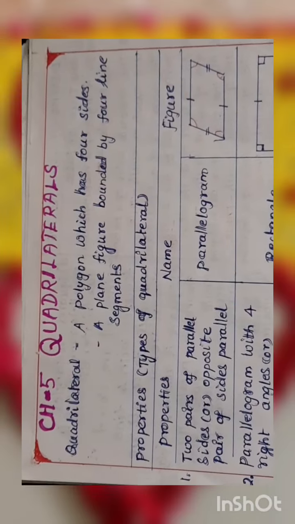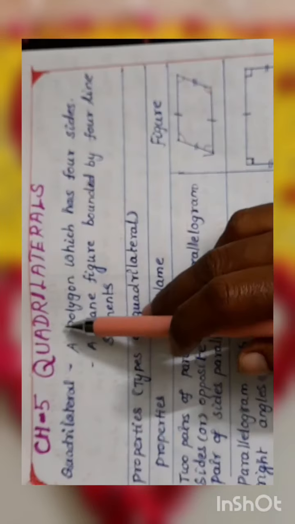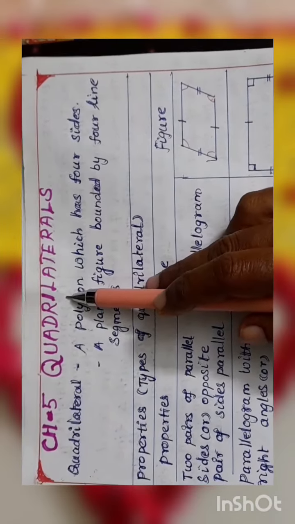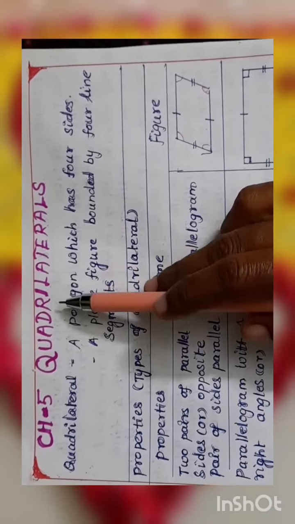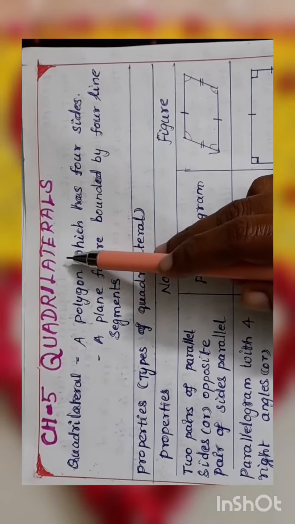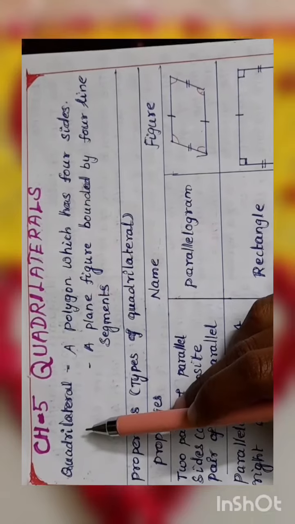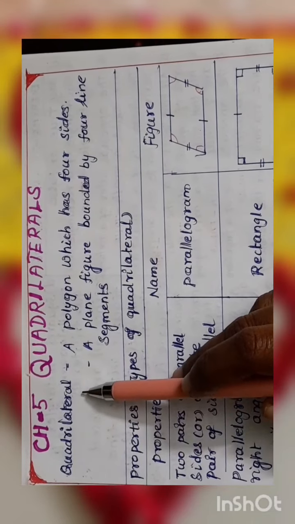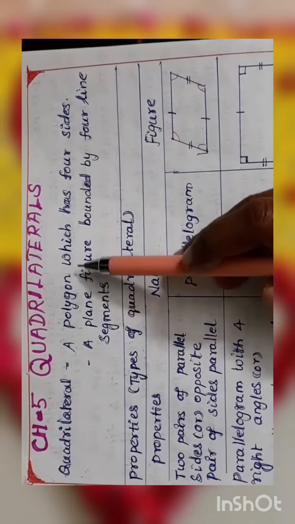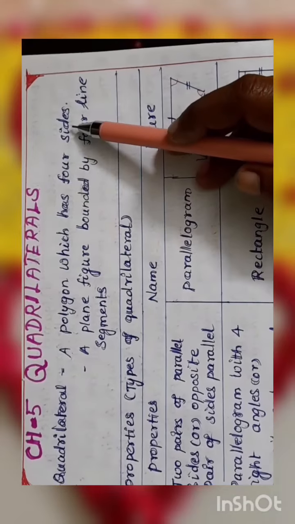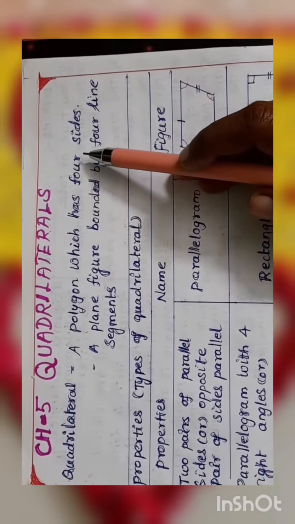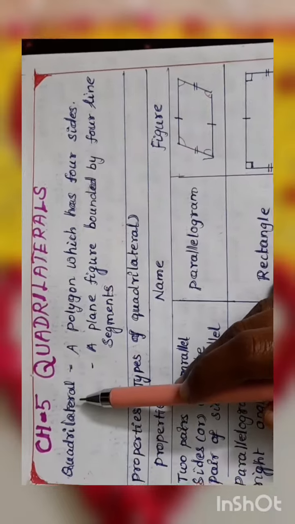Students, in this video we are going to discuss the quadrilateral in chapter 5. What is the chapter name? Understanding the Elementary Shapes of class 6 maths. So first, what is meant by quadrilateral? A quadrilateral is a polygon which has four sides. If any polygon has four sides, that is called a quadrilateral.